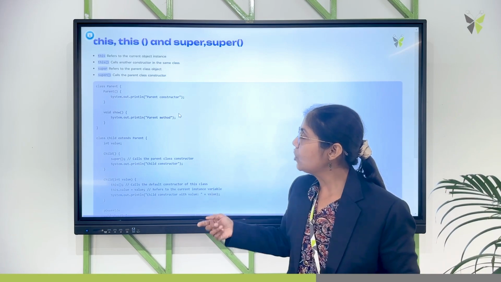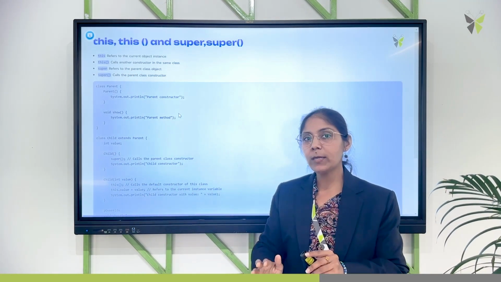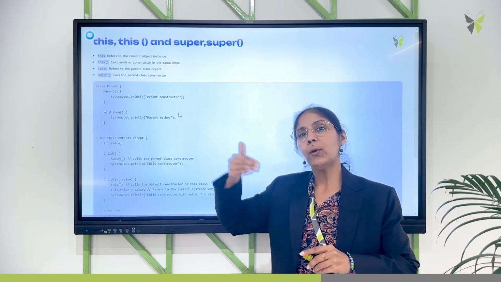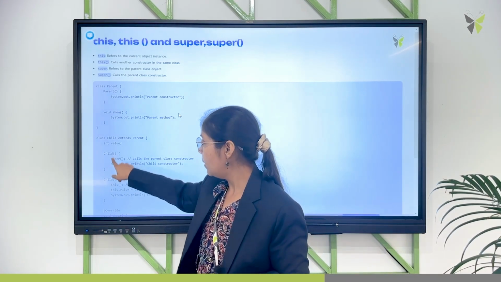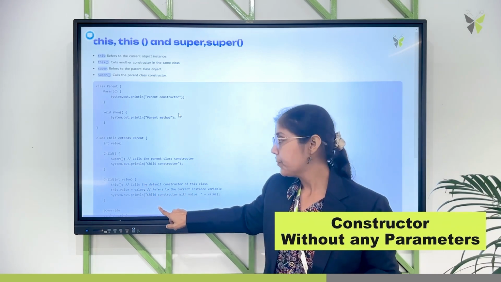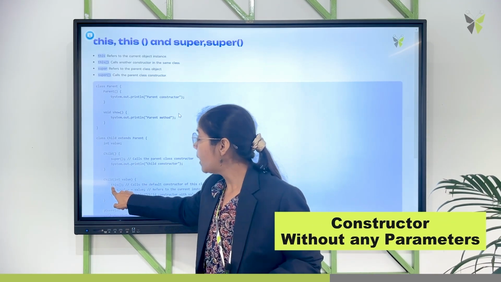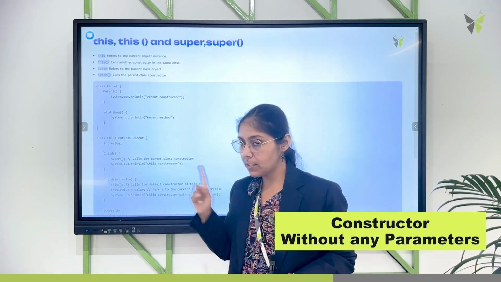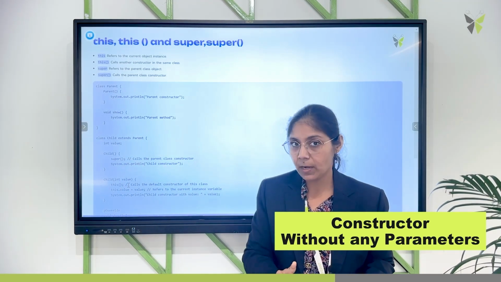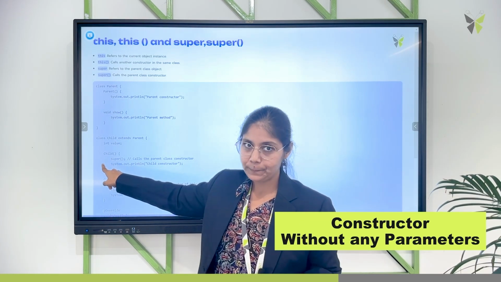The this keyword is also used inside a constructor to call another constructor. So from one constructor, if I want to call another constructor, I can make use of this keyword. For example, here in my parameterized constructor, the first statement is a this call. This call means a constructor of the same class without any parameters, so the constructor of the same class without any parameter will get called.